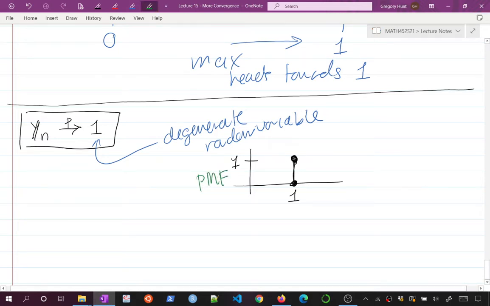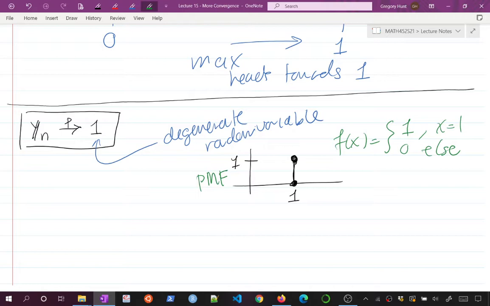So you could have a random variable where f of x is 1 if x is equal to 1, and 0 else. It's kind of like a number, but you can technically think of it as a random variable. It's a random variable where the probability of taking on 1 is 100%, right? And you can do this with any other number. You could have a degenerate random variable of 5.